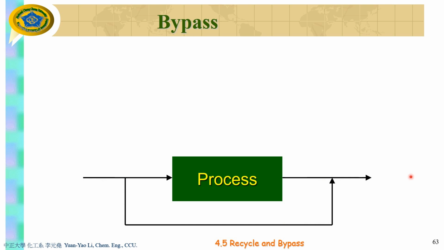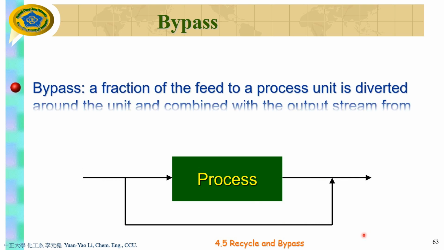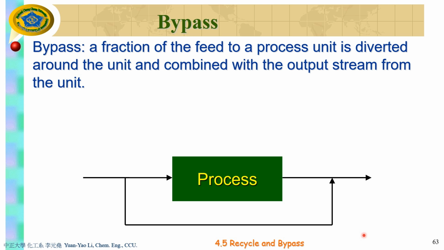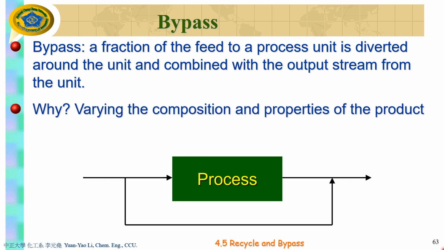Why do we need this stream? It must have some reason, right? And this is the class where you need to learn the reason. So the definition of the bypass is a fraction of the feed, a fraction, okay? It's not all. A fraction of the feed to this process unit is diverted around the unit and combined with the output streams from the unit. Okay, very precisely, you understand exactly what this bypass is.